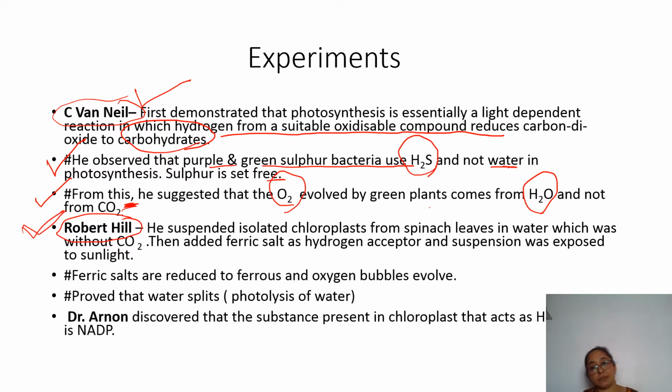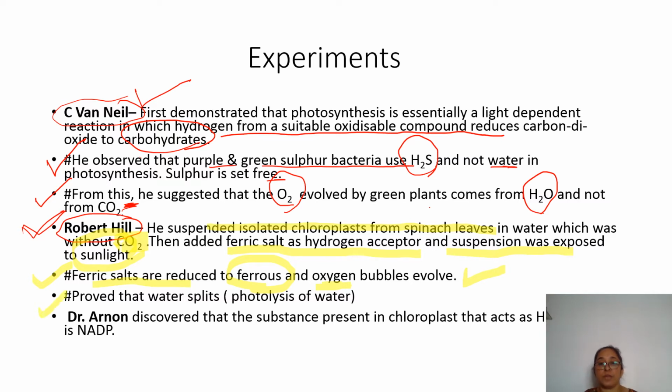He suspended the isolated chloroplasts from spinach leaves and put them in water without carbon dioxide. Then he added ferric salt as a hydrogen acceptor, and this whole suspension was exposed to sunlight. Then he observed that the ferric salt was reduced to ferrous and oxygen bubbles were evolving.